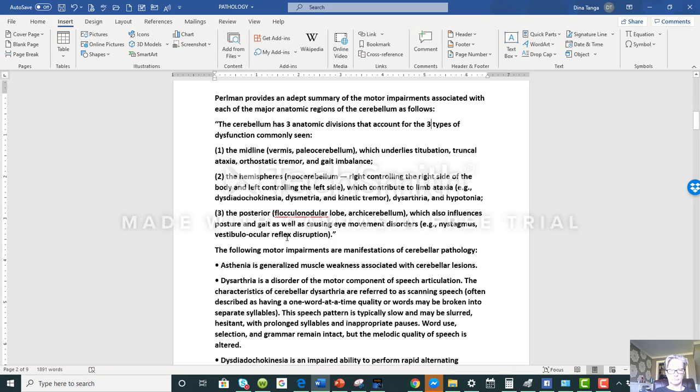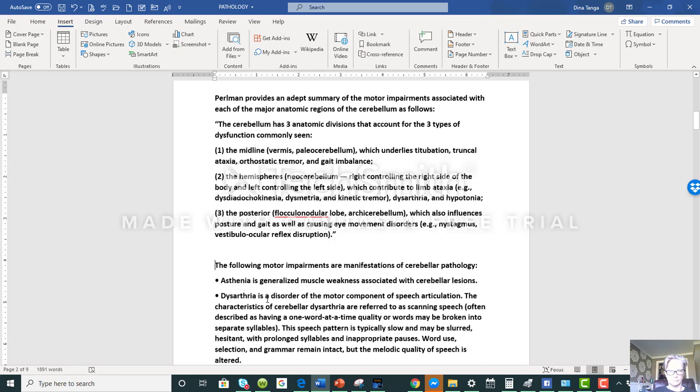The following motor impairments are manifestations of cerebellar pathology. Asthenia is generalized muscle weakness associated with cerebellar lesions. Dysarthria is a disorder of the motor component of speech articulation.